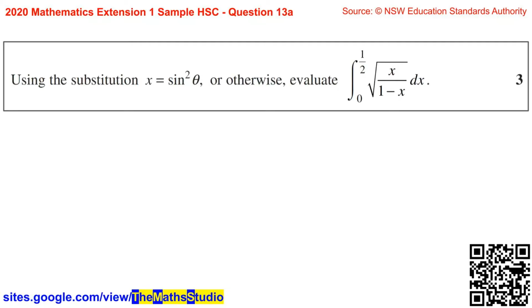Question 13a. Using the substitution x equals sine squared theta or otherwise, evaluate the definite integral from x equals 0 to x equals half of the square root of x over 1 minus x dx.